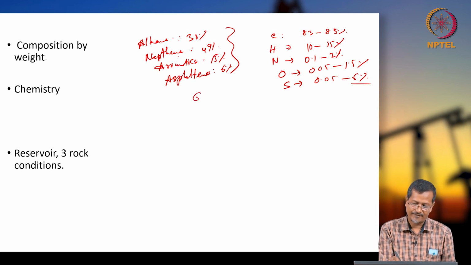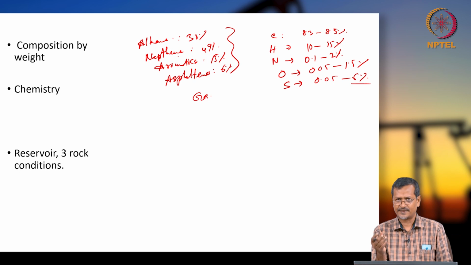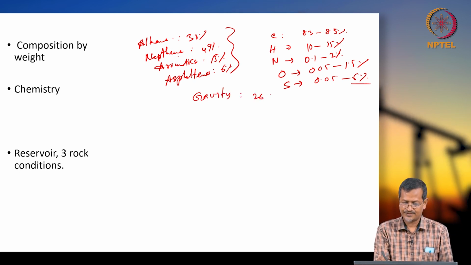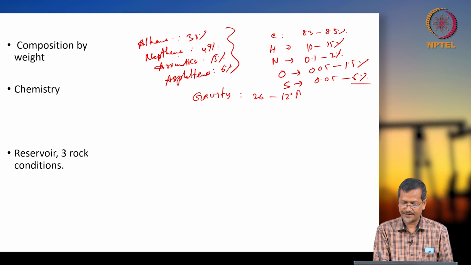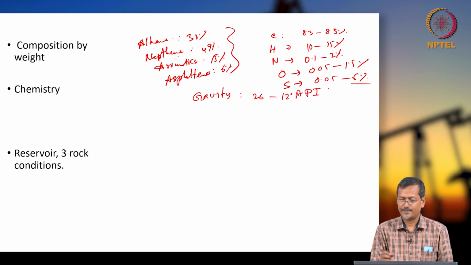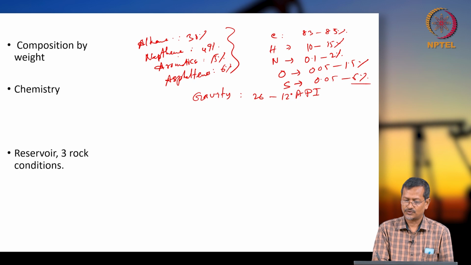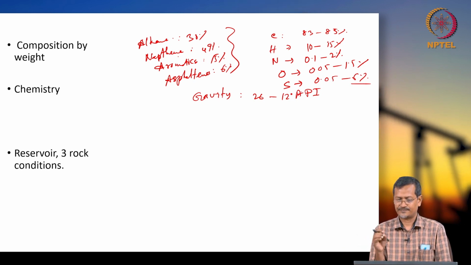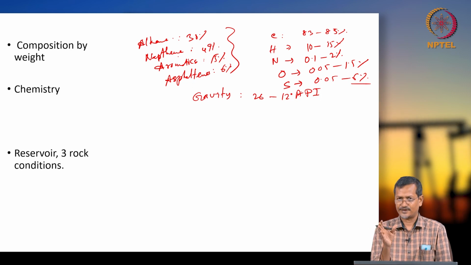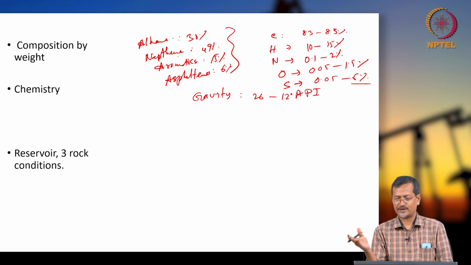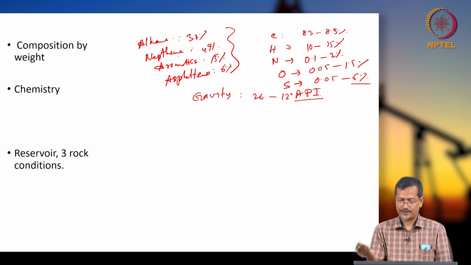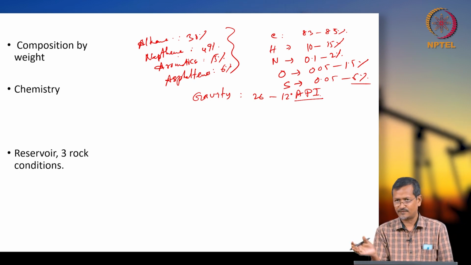And crude oil gravity. So these are small simple statistics you should remember. Okay. Gravity will be 26 to 12 degree API. API means American Petroleum Institute. There is a formula we will discuss later. Normally we do not specify gravity in terms of what you learn in your school books, like kg per meter cube. Here we specify in terms of API gravity. Later we will discuss the formula for how to convert one unit to another.